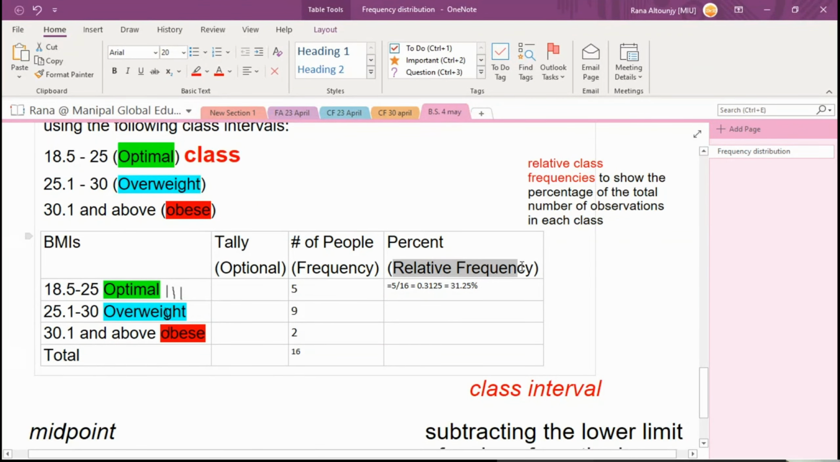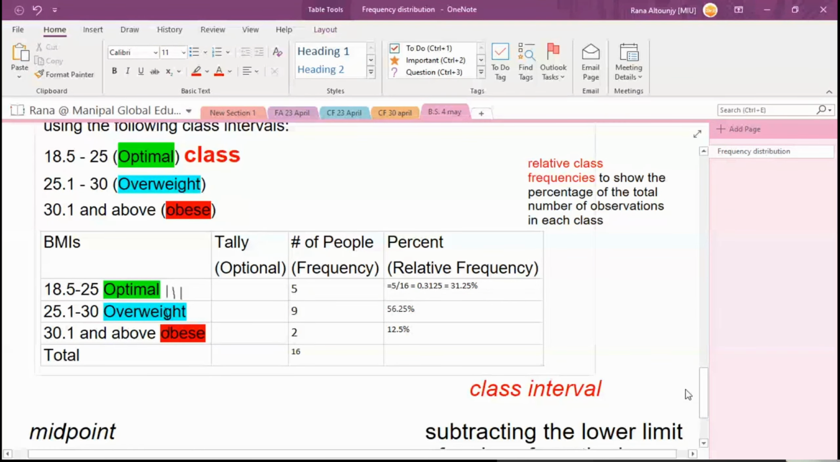Calculate the relative frequency for overweight. How much? Okay, 9 divided on 16. Yes, multiply by 100. 56.25. Perfect. Thank you. 56.25%. Very good. Third option for the obese, how much?